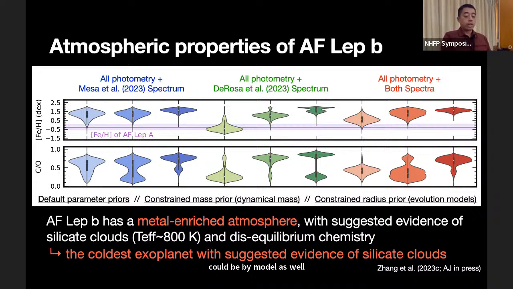Our conclusion here is that we found some suggestive evidence also for silicon clouds and disequilibrium chemistry. The planet has a pretty cold temperature, like 800 K. So given this, AF-B is the coldest planet with suggestive evidence of silicon clouds.